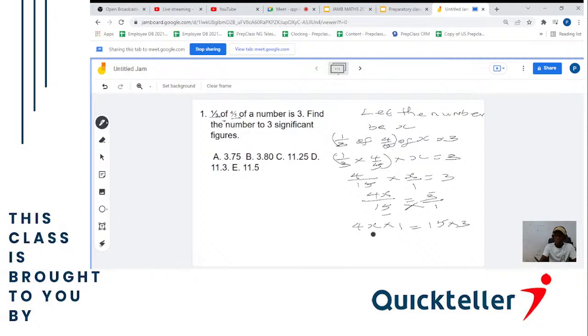At this point, we can multiply 4x times 1, that is 4x, equals 15 times 3, that is giving us 45. Now, what do we need to do? We need to solve for x. For 4x equals 45, we have to divide both sides by 4 in order to have x stand alone. So we divide here by 4, divide here by 4. At this point, 4 cancels 4, so x is left alone.